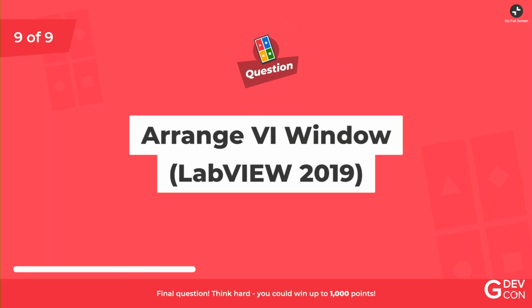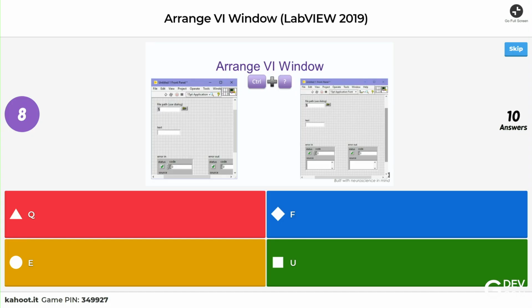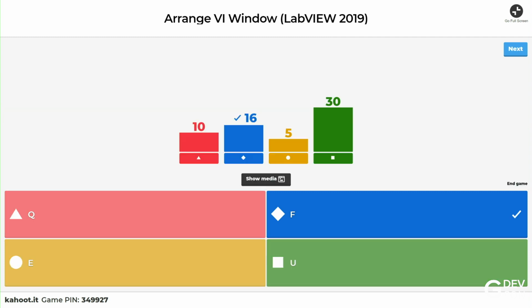Last question then, rearrange VI window. Again, new to LabVIEW 2019, Q, F, E, or U? Fabiola complaining. Where is all this documented in LabVIEW? When you do control space, there's a tab that says configure, and they are listed there. The modifiers come, you go to control space, quick drop, and then there's a tab that says configure, and they're all listed there. Or you can go to my LabVIEW YouTube channel, and I have them all listed there.